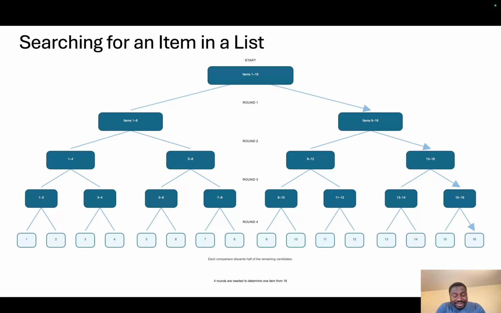Another interesting example is searching through a sorted list. If you have a sorted list, like 1 to 16, you need a depth of 4 to get from the beginning to any single item. You go in here or you go in here, so you have 4 levels for 16 items. You need 4 rounds of decisions to get to any item.